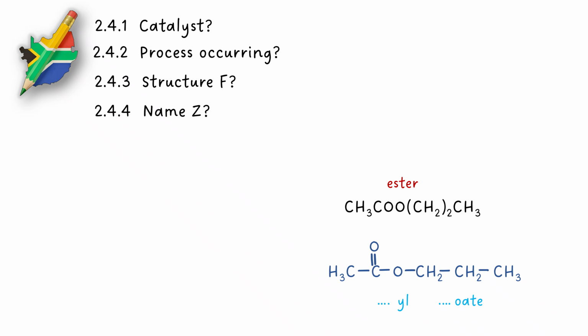Ester names have 2 parts. The first ends in -yl and the second in -ate. When naming an ester, the portion of the molecule attached to the ester oxygen is used for the first part of the name. Since there are 3 carbons, we write propyl. And the other portion of the molecule is used in the second part of the name. There are 2 carbons, and so we use the prefix eth for 2, and we get ethanoate. This ester is propyl ethanoate.